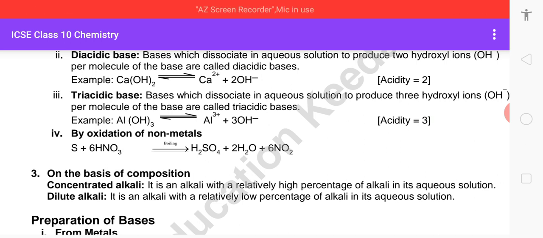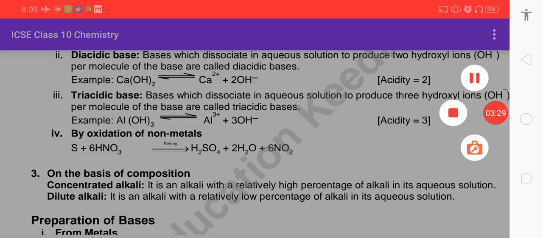Then children, the next point is on the basis of composition. A concentrated alkali is an alkali with a relatively high percentage of alkali in its aqueous solution, and a dilute alkali is an alkali with a relatively low percentage of alkali in its aqueous solution. It means that in an aqueous solution, if the alkali is more and water is less, it is concentrated, and if the alkali is less and water is more, it is called dilute alkali.